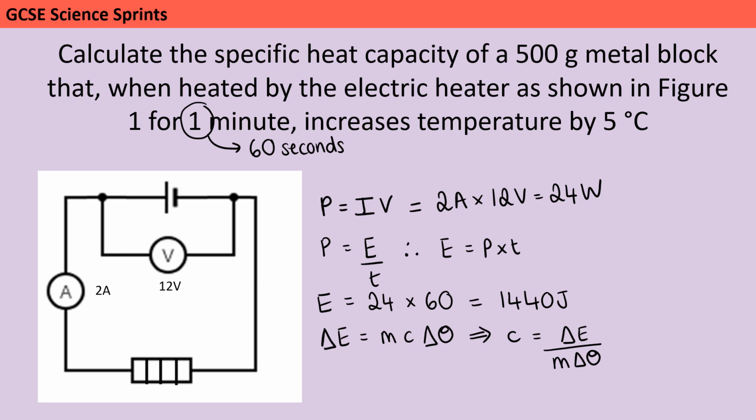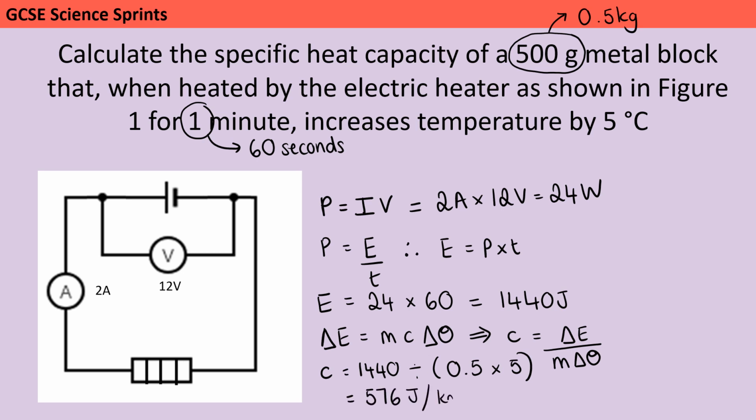But you have to watch out for the mass, because again, we've been given some incorrect units here. We've been given it in grams and we need it in kilograms. So you need to divide by 1,000, otherwise your answer would be 1,000 times too big. When I then substitute those numbers in, I get an answer of 576 joules per kilogram degrees C.